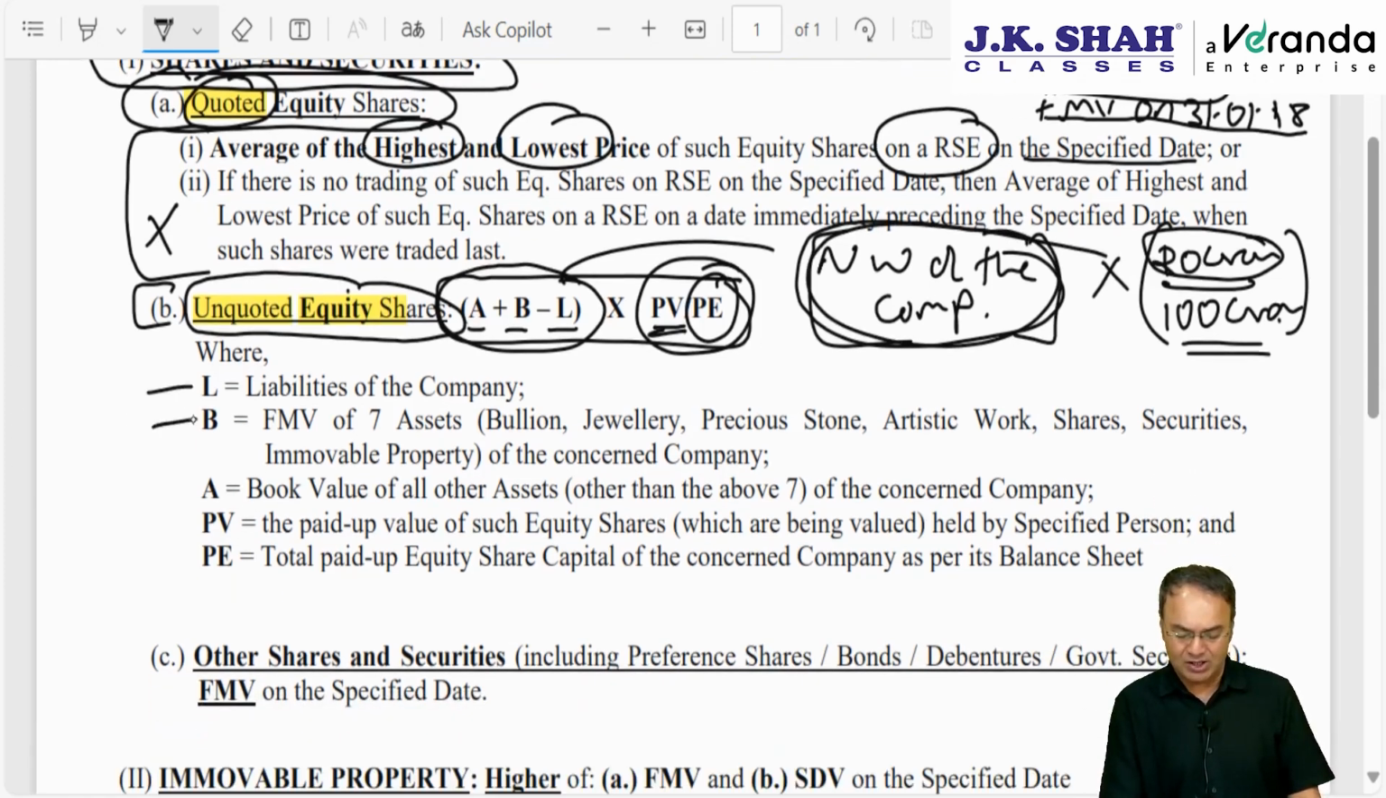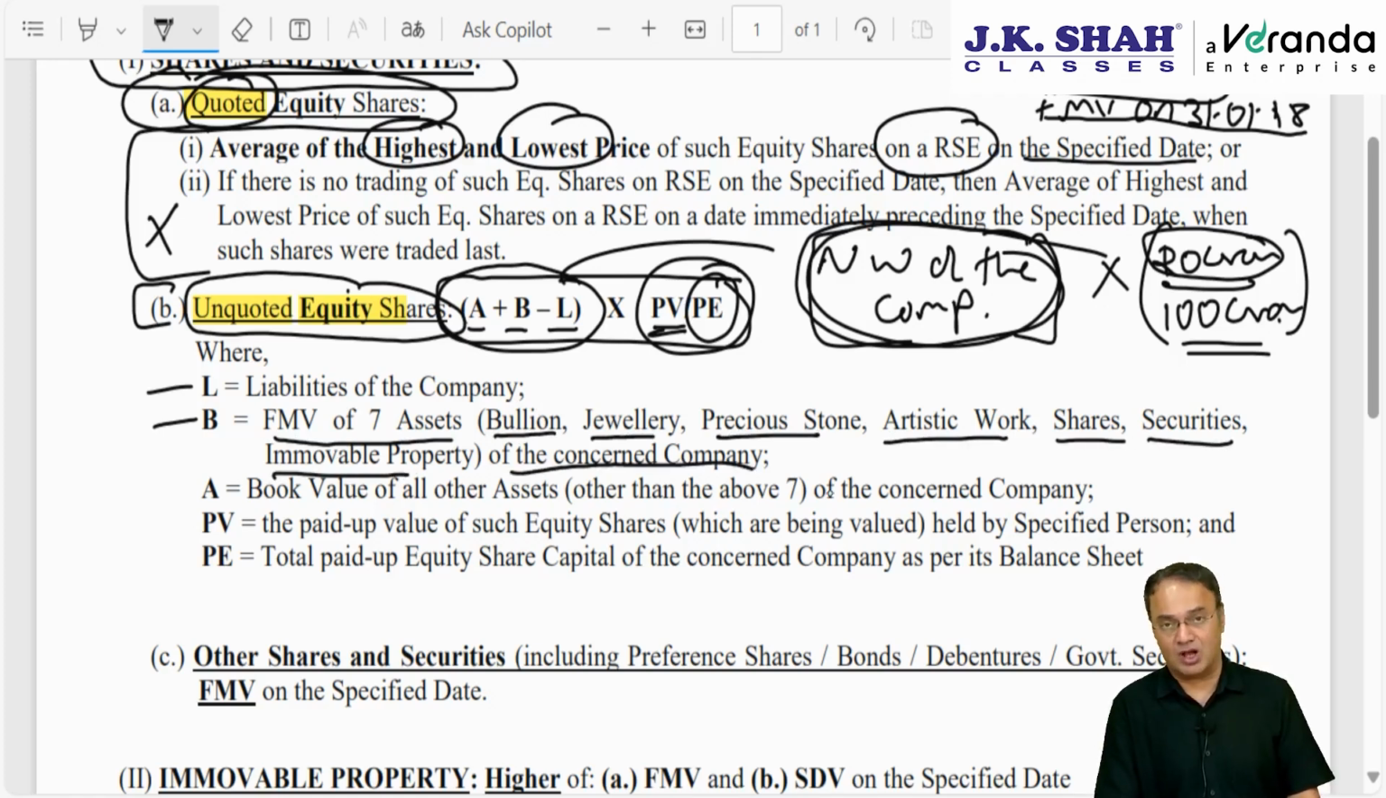L means liability, B means those 7 assets for which we have to take FMV: jewelry, bullion, precious stone, artistic work, shares, securities, and immovable property of the concerned company, X Limited, whose shares we are valuing. A means remaining assets. For remaining assets we take book value, but these 7 assets will take FMV.